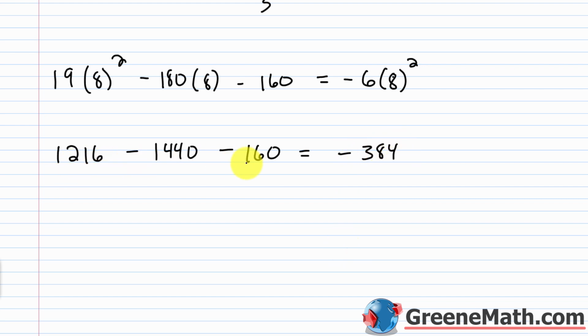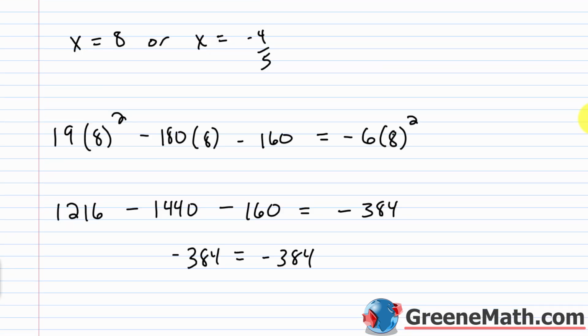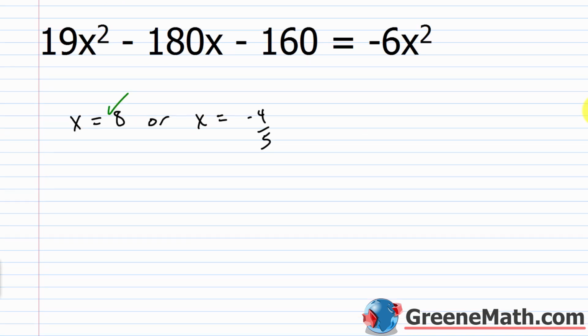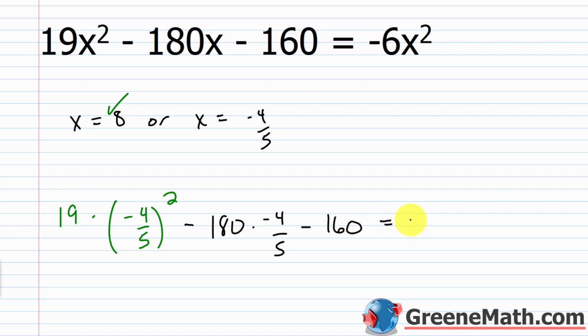So if I just go left to right, 1,216 minus 1,440 is negative 224. And then if I subtract away another 160, I will in fact get negative 384. So I get negative 384 equals negative 384. And so we can say that x equals 8 is a true solution. All right, for the next one, I have x equals negative 4/5. So I would have 19 times, you've got negative 4/5 squared, then minus 180 times negative 4/5, then minus 160 is equal to negative 6. Again, plug in for x, so times negative 4/5, and this is going to be squared.